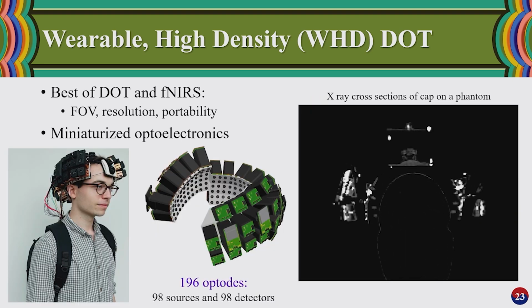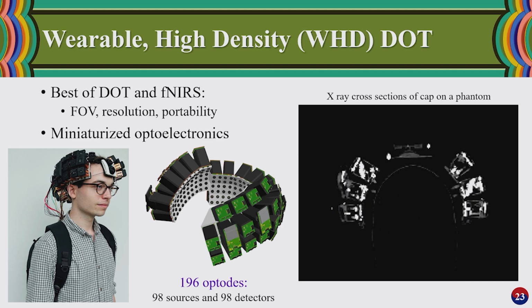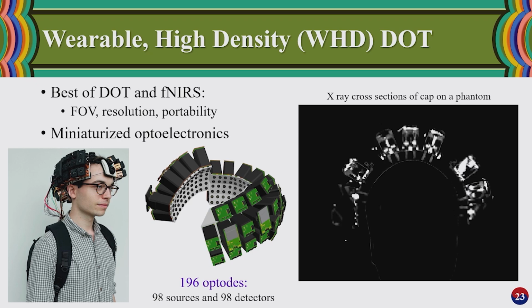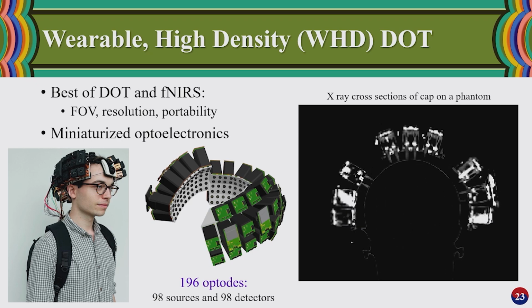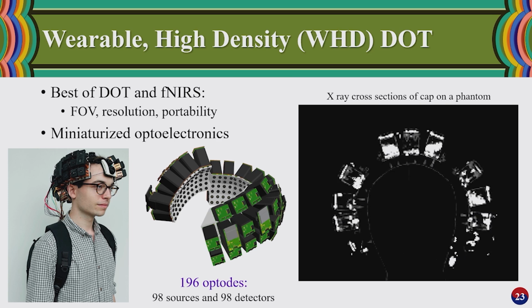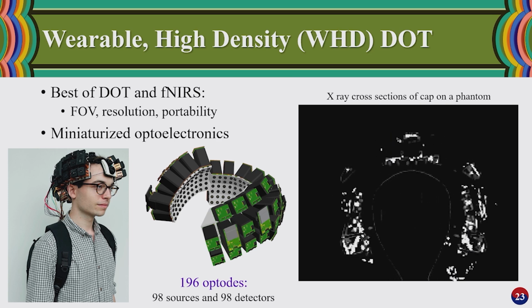It has 196 optodes, giving rise to about 4,000 measurement channels, each channel arising from a pair of one source and one detector. There's 13 millimeter spacing between the optodes, making it high density, and it weighs about 1.76 kilograms, which is about the same as an American football helmet.